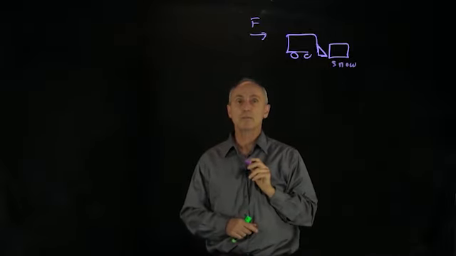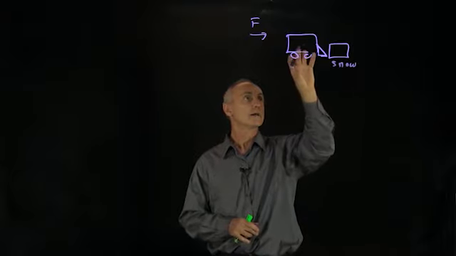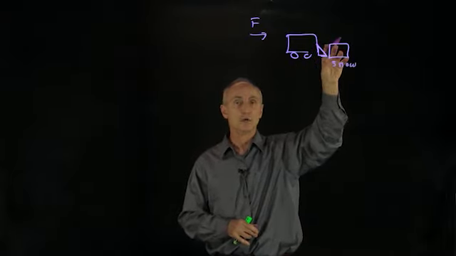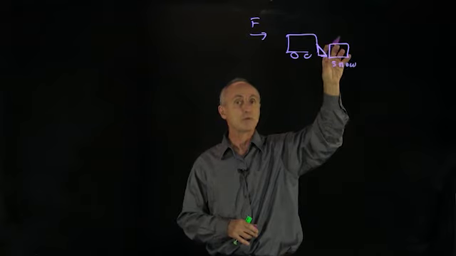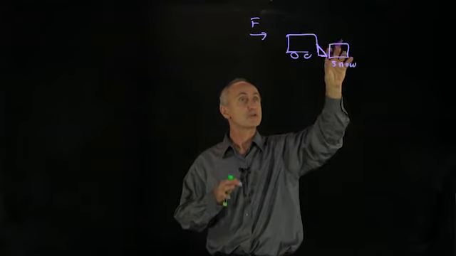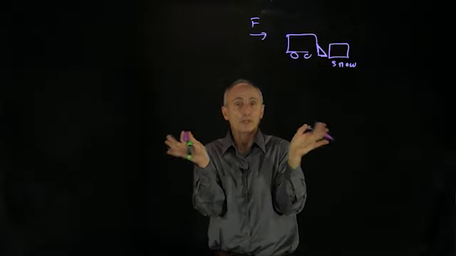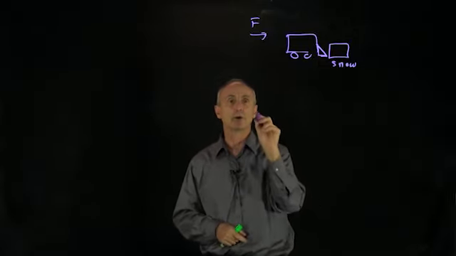And what's happening in this problem is that the truck picks up the snow, which is at rest initially, gets the snow up to the speed of the truck, and then the snow falls off the plow. So how do we model this problem?